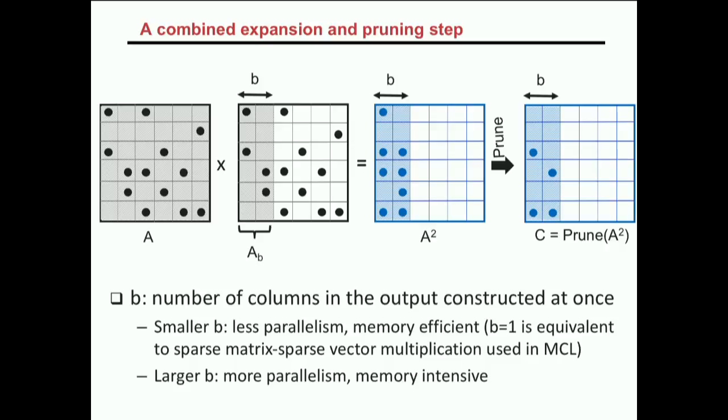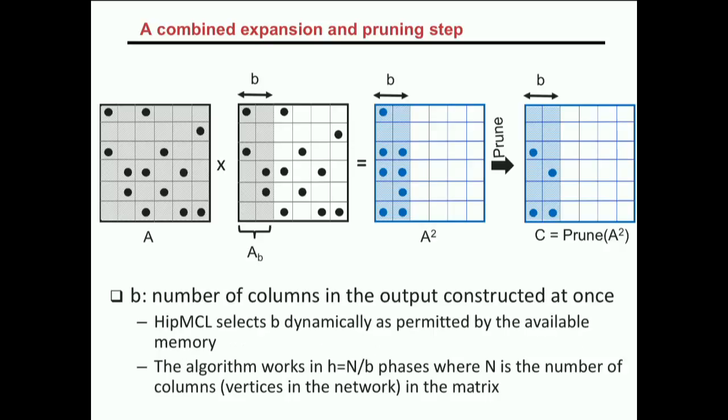So you can choose how many of these columns you're going to create at once, and that depends on how much memory you have. But the trade-off is clear. The smaller the B is, the less memory you're using temporarily, but the less parallelism there is, because in the extreme case, where B is equal to 1, the operation is no longer matrix-matrix, you're doing a matrix-vector, and we know that it doesn't have a lot of parallelism. So you want to increase B as much as possible given your memory constraints. And one code that I worked on does exactly that.